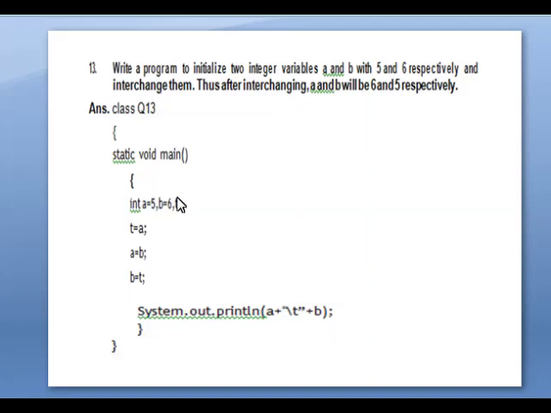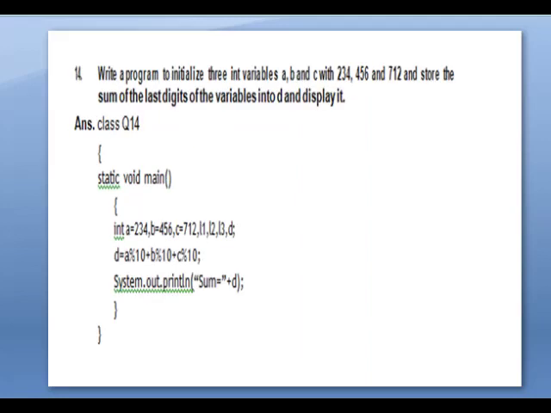Okay students, next program number 14. Write a program to initialize 3 int variables a, b and c with 234, 456, 712, and store the sum of the last digit of the variables into d and display it.